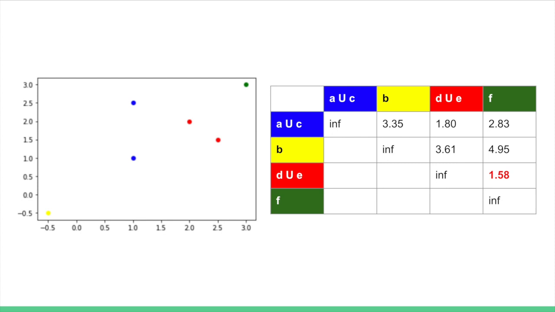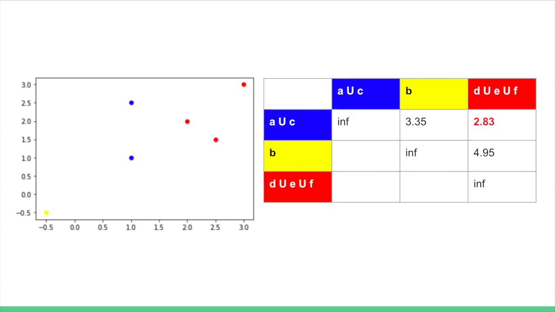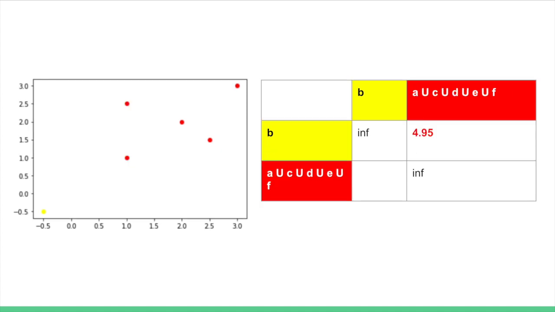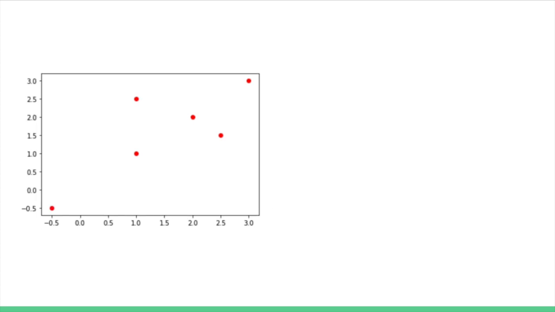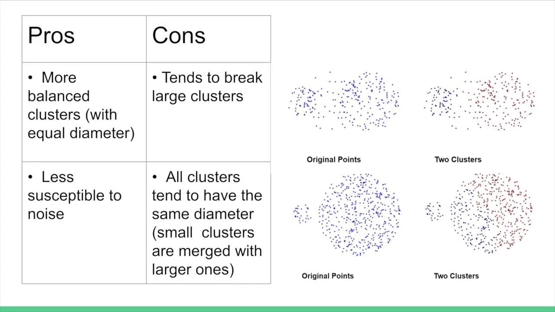Then we find that the closest distance is between the merged cluster of D and E and F, and we merge that together. We also find that the two merged clusters, A and C, are closer to each other than to the outlier, which is in yellow. So we merge those into one big cluster. And finally, we merge that cluster with the yellow point to create a single cluster.